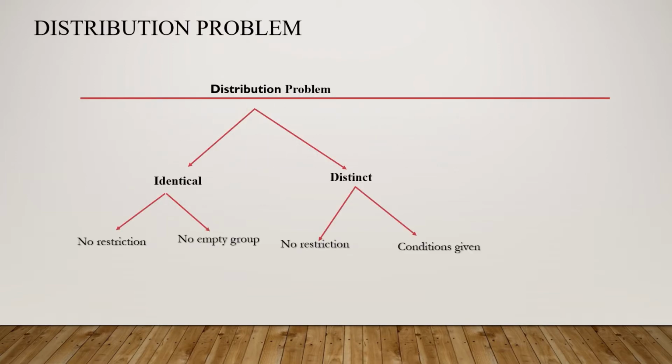The distribution problem we can divide into two types: the one in which identical objects are involved, and the other in which the objects are distinct. Again, in identical, there are questions in which no restriction is given. Also, in some questions there is no empty group involved, that means the possibility of zero is not considered. In the distinct case also, we will get questions with no restriction involved, as well as questions with some conditions involved.